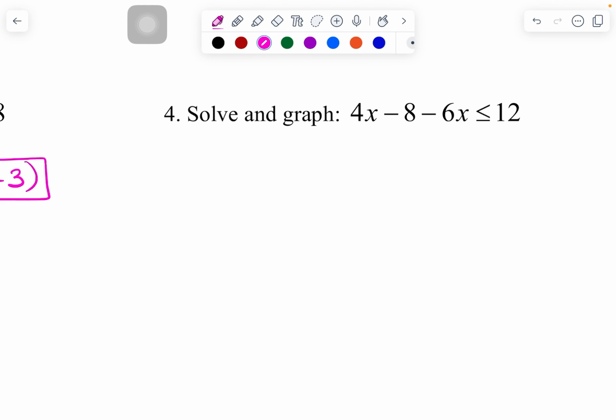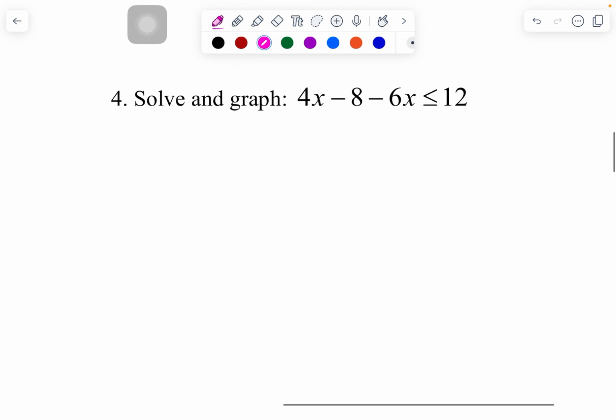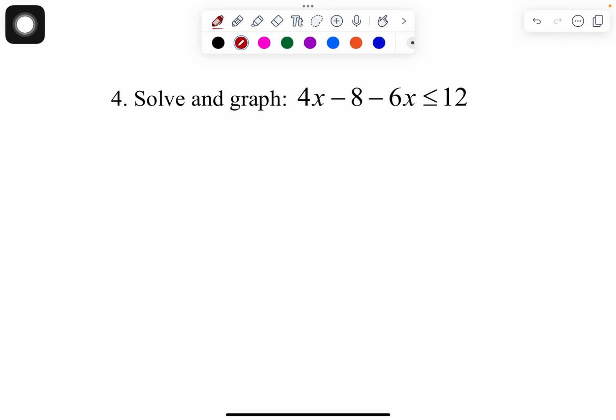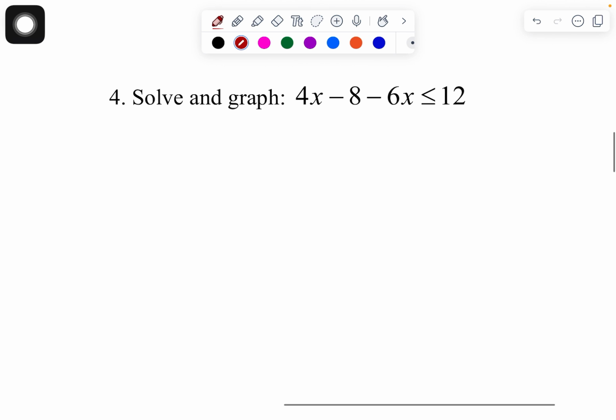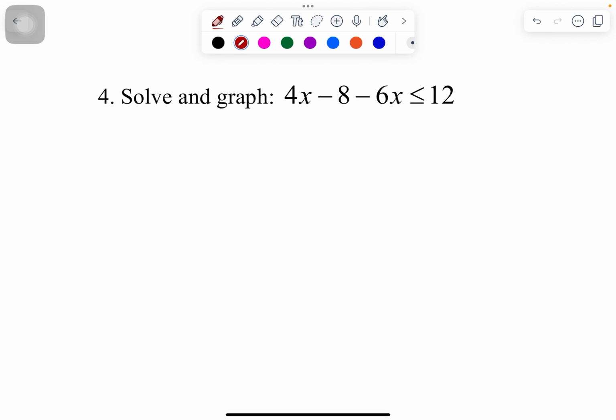This one's going to be a short little video on the inequality. So it says to solve and graph. And for me, part of graphing is going to be to write the answer in interval notation, but we'll get to that at the end. Up until the very end, we're going to basically deal with this as a normal equation.